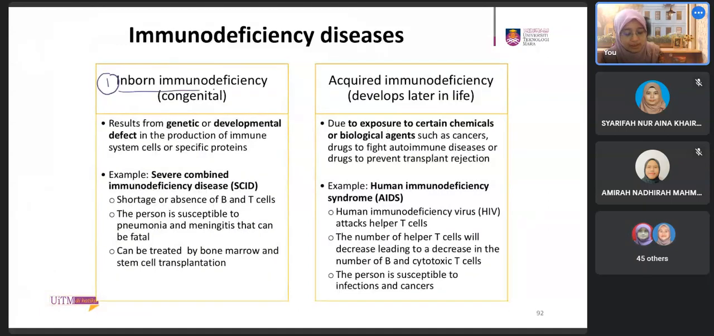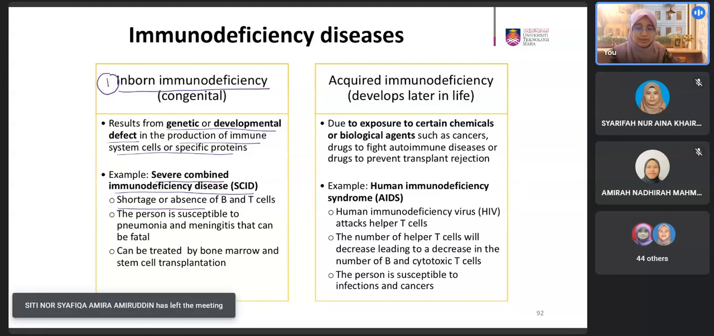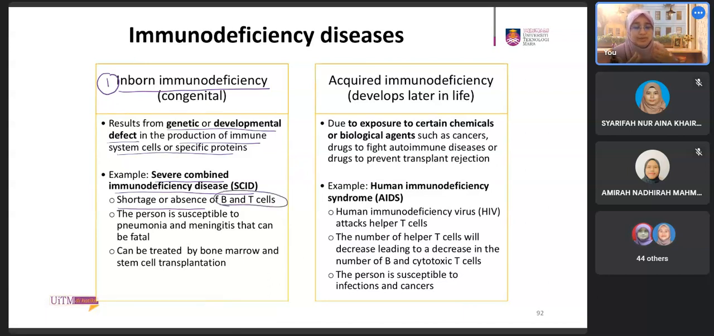Okay, so there are two conditions of immunodeficiency. The first one is inborn immunodeficiency, congenital. So it means that you are born with the disease. You are born with a low amount of white blood cells or lymphocytes. It results from genetic or developmental defect in the production of immune system cells or specific proteins. So an example is severe combined immunodeficiency disease, SCID. For this one, the person will have a shortage or absence of B and T cells. So kalau kita belajar tadi, humoral immune response and cell mediated immune response require these two cells. So kalau tak ada, macam mana your body nak produce antibody, for example? And then the person is susceptible to pneumonia and also meningitis that can be fatal, and can be treated with bone marrow and stem cell transplantation. Kita tahu bone marrow ni adalah tempat untuk menghasilkan the white blood cells, the lymphocytes.